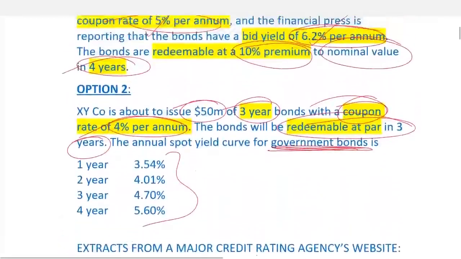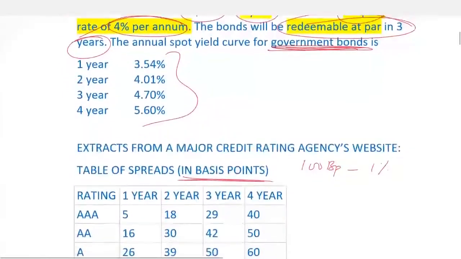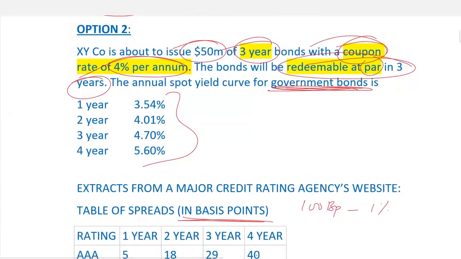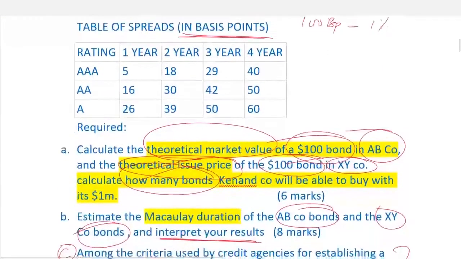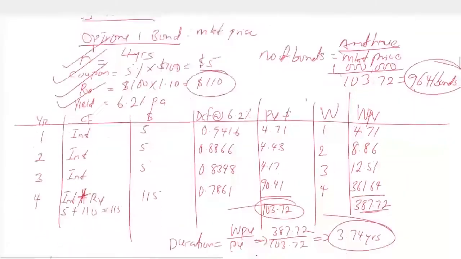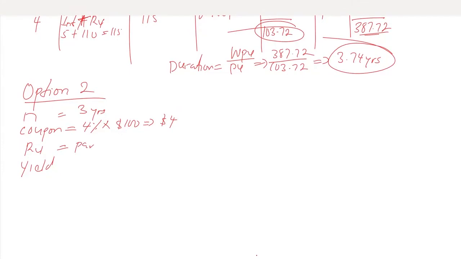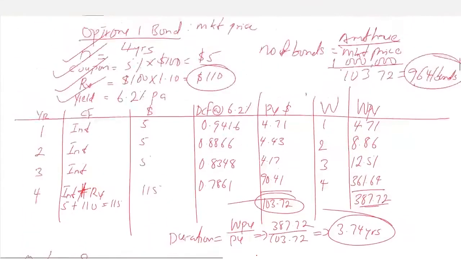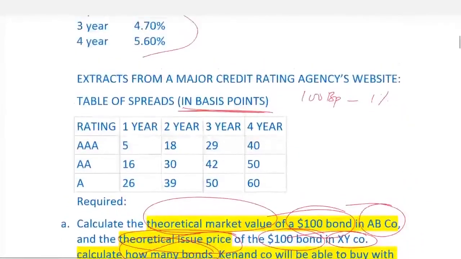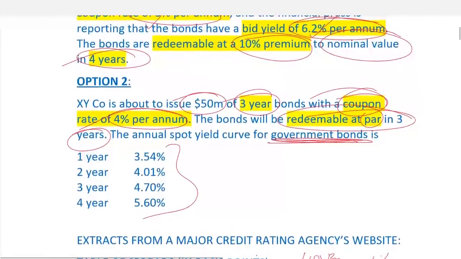What else can we get from bond 2? It says the bond will be redeemable at par. Par, don't forget, is the same thing as the face value and the nominal value. So that means the redemption value is at 100. The redemption value is at par, which is $100. So the last man standing is the yield. So let's check if the examiner gave us the yield. Now, the moment you get there, the examiner says the annual spot yield curve. So the yield is not given.